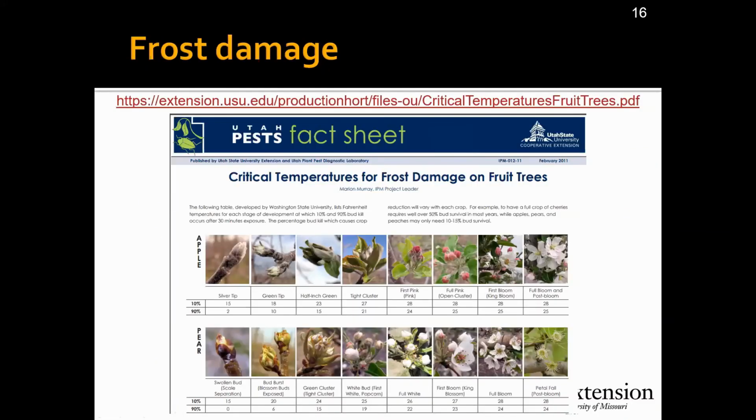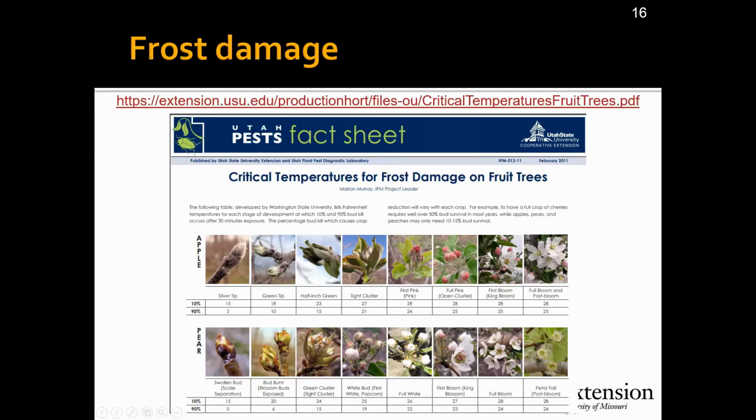I talked about frost damage, and what happens is that the temperatures get so cold that the tissue inside the flower, what's going to become a fruit later on, dies. And these are the critical temperatures, and I'm going to put that link in the chat so you can have access to these. These are the critical temperatures by which you can expect a 10% die-off of the flowers and a 90% die-off of the flowers.